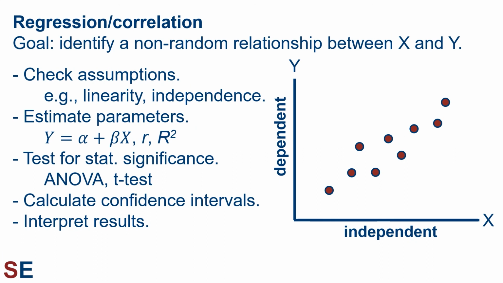In summary, the goal of a regression or correlation analysis is to identify a non-random relationship between x and y. First, we check the assumptions of our mathematical model to make sure the data exhibits a linear pattern, all the data points are independent of one another, and that the data exhibits the patterns of normality and variance that we require. Second, we estimate the equation of our best fit line and the correlation coefficient and the coefficient of determination using equations based on sums of squares and cross products. Third, we test for the statistical significance of the slope using the ANOVA method or a T-test procedure. Fourth, we can calculate confidence intervals to define a region where our best fit line probably lies and predict where the original data is. Fifth, we interpret our results.